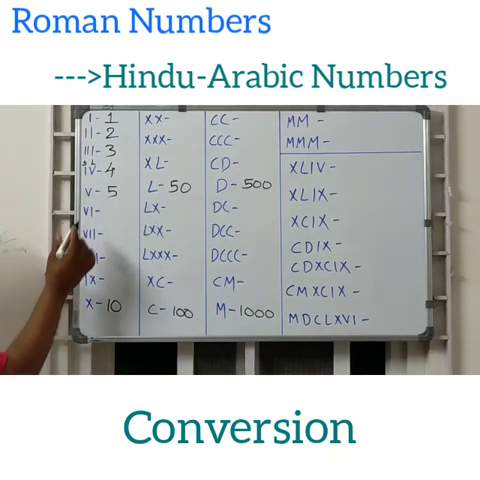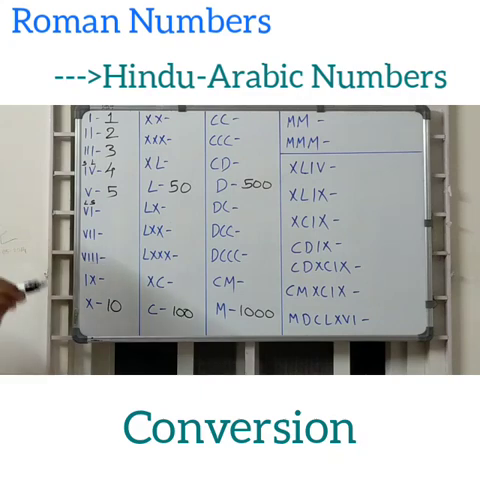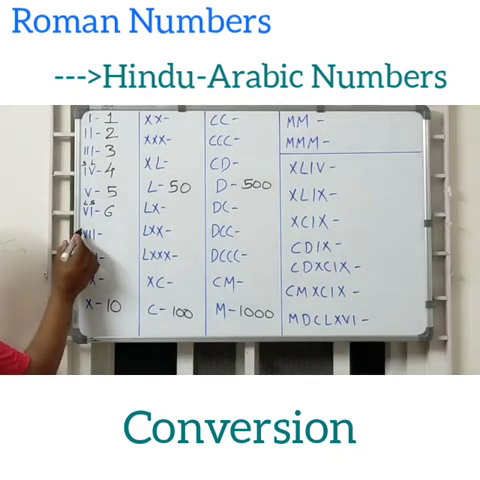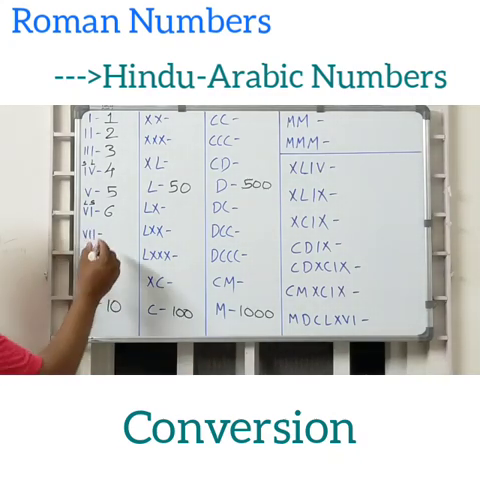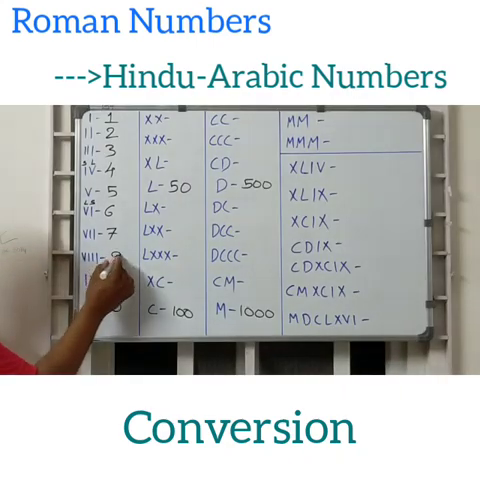Okay, friends? Next. Here we have larger first and smaller next. Then what do we do? We do addition. So 5 plus 1, 6. Similarly, we have larger first and next we have smaller numbers. So what do we do? Smaller Roman numerals we add. So 5 plus 1 plus 1, 7. Similarly, 5 plus 1 plus 1 plus 1, same rule. So we apply rule 2. That is 8.